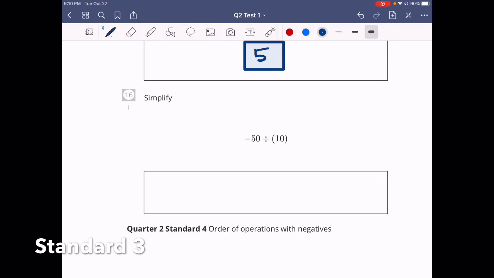Negative 50 divided by 10. Negative number divided by a positive number. My answer is going to be negative. 50 divided by 10 is 5, so negative 5.